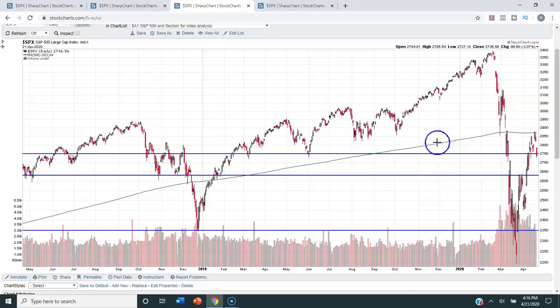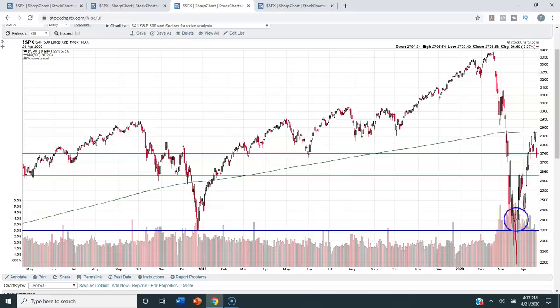Now, this green line here, guys, is the 500-day moving average. I never use the 500-day moving average, but I wanted to find a way to explain the fact that this is the trend. The trend is down. This was a counter-trend move on the back of massive stimulus efforts from the U.S. government and other central banks around the world.